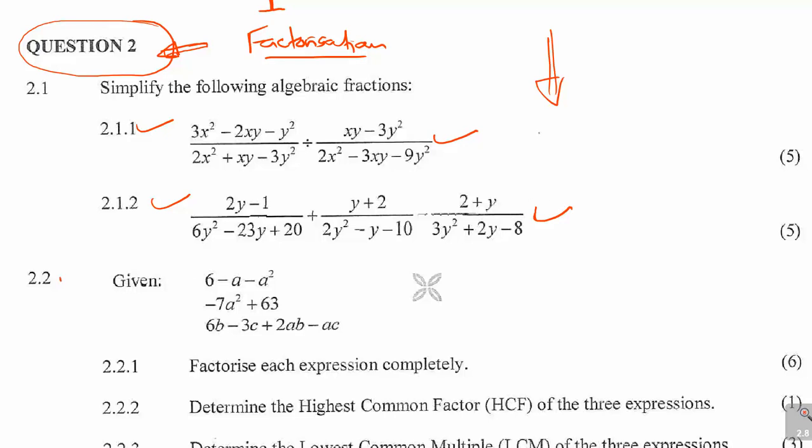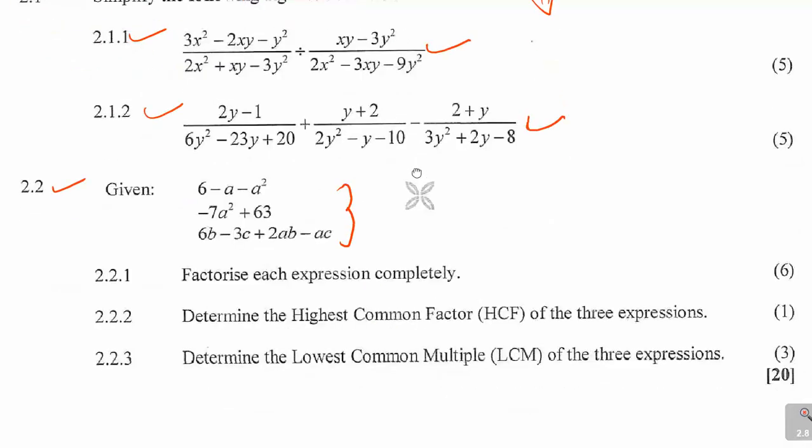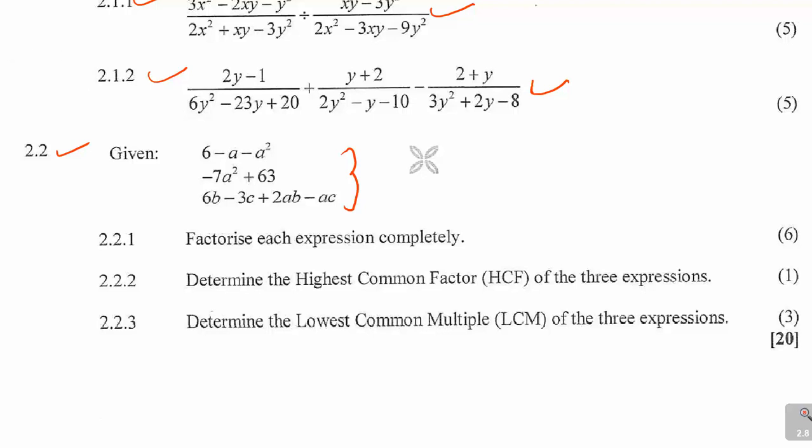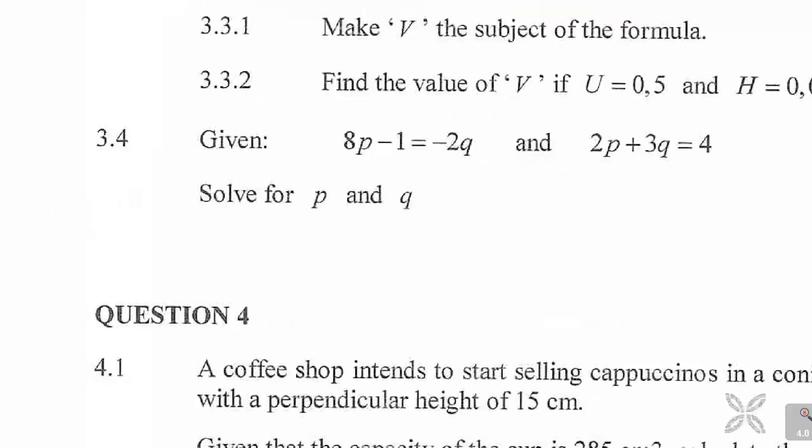And then question 2.2, again, here it was dealing with factorize completely. And then after that, you needed to know the HCF and the LCM, but the first part is to factorize, and look at the 6 marks. So all these 20 marks, it was easy to get them if you know. But if you don't know factorization, you're going to be out of the game. Then we move on to question 3 in this case.